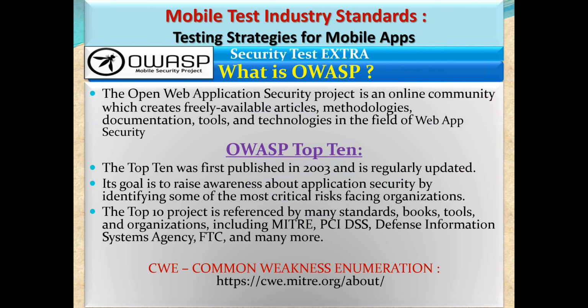And after all these bad things that I was telling you about, you think, so who is controlling it? Is there any organization that is responsible for the security of the applications? Yes, absolutely. It is called OWASP, the Open Web Application Security Project. It's an online community that creates freely available articles, methodologies, documentation, tools, and technologies in the field of web application security.